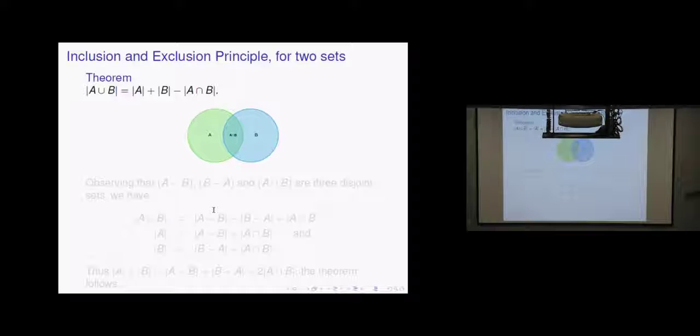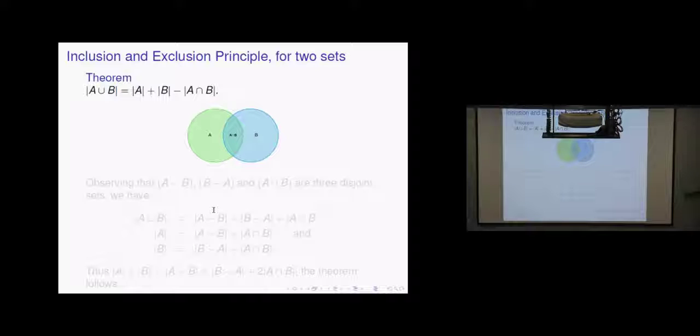So here is a counting formula for the union of sets. It has a name, the inclusion and exclusion principle. It's a family of principles. Let's look at the simplest case for two sets. It says that in general, the number of elements in the union A union B is the size of A plus the size of B, take away the size of the intersection.